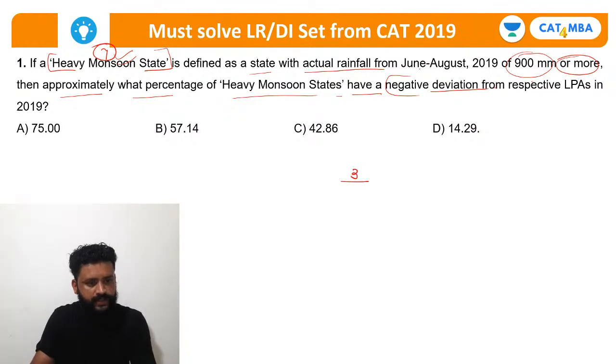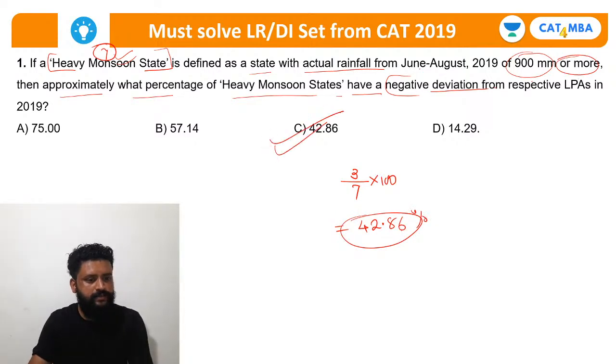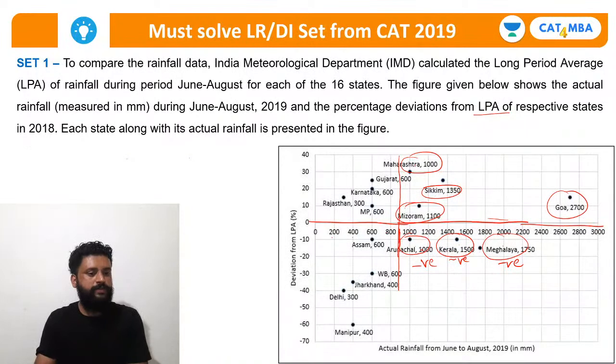तो 3 आउट ऑफ 7, 3 by 7 into 100. 1 by 7 into 100 is 14.28, so 3 by 7 into 100 it will be 42.86% के आसपास जाएगा ये. So that's it. इससे सिंपल और कुछ नहीं हो सकता है. Once you understand the information you can easily, quickly solve all 4 questions. So it's that easy, but the thing is most of the students ये देख के ही give up करते हैं. So that's the problem with this.